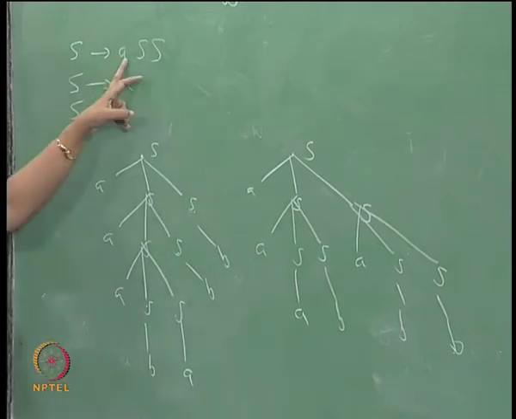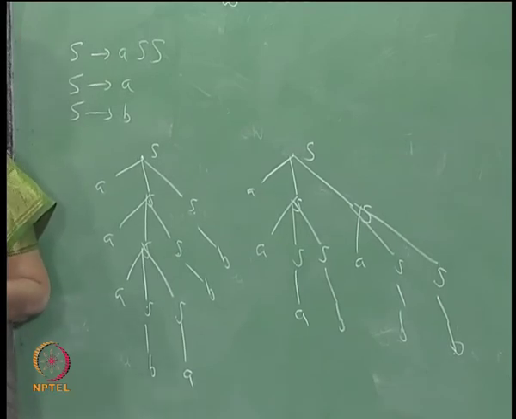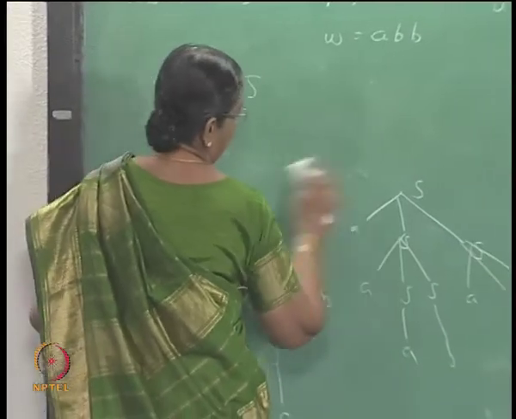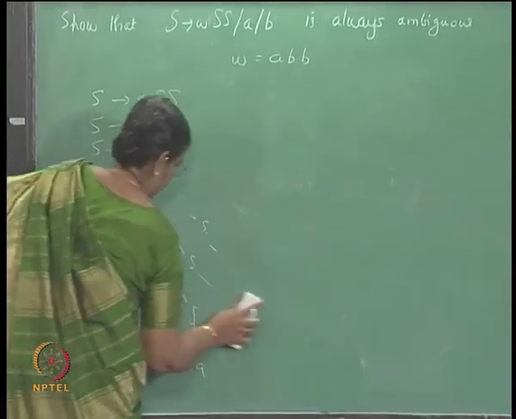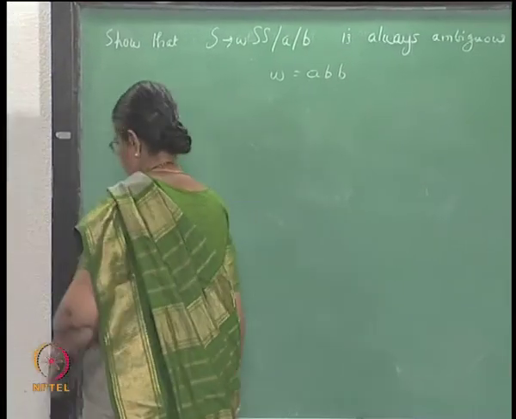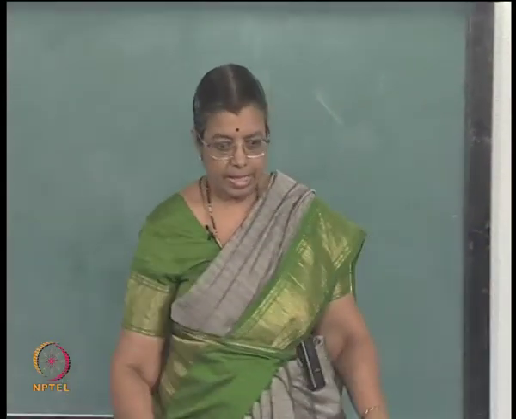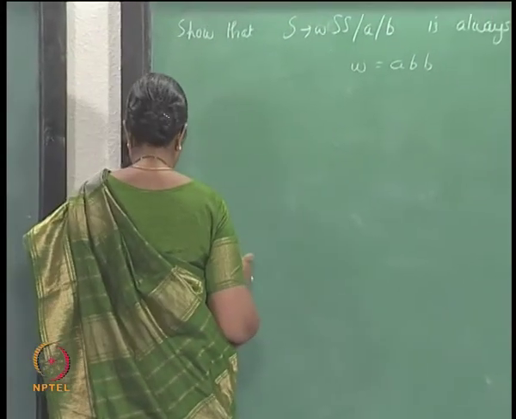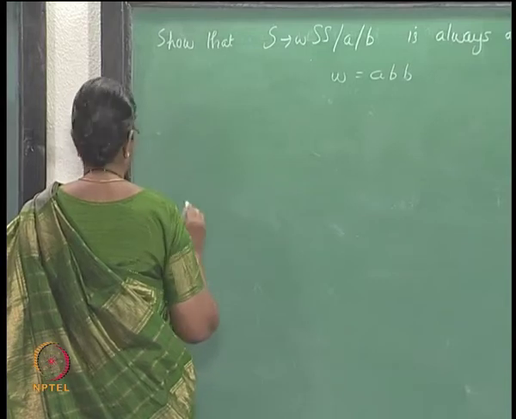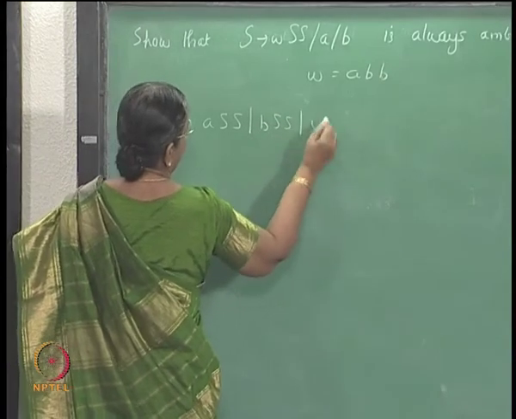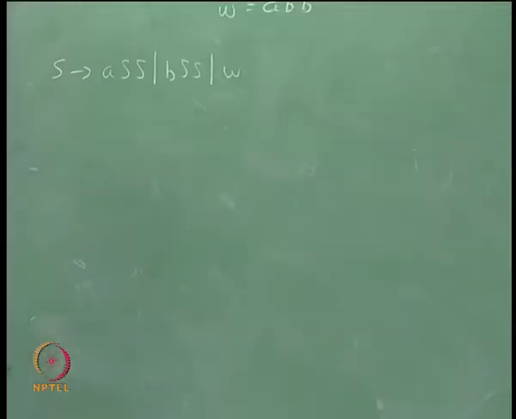So, it is not A power 2n plus 1, we are not considering A power 5, right. In a similar manner, the same sort of argument you can use for proving this. S goes to ASS, BSS. This will also be always ambiguous.